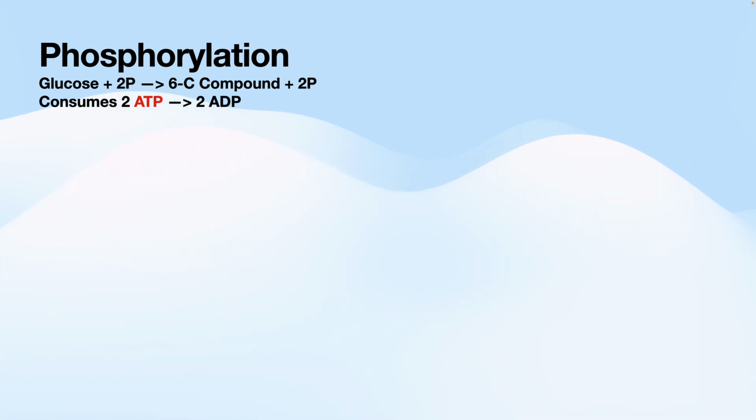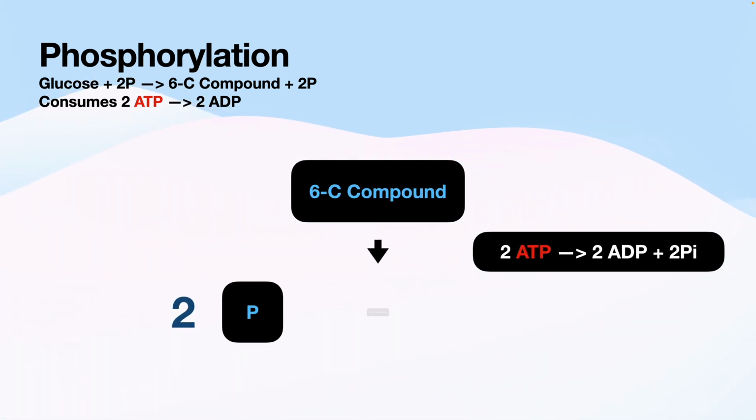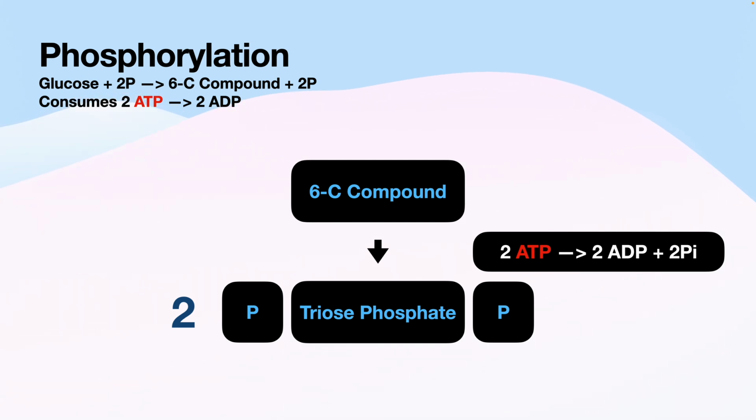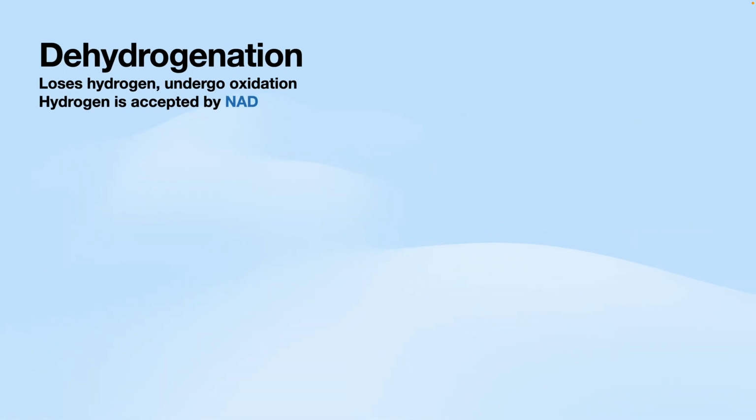So in glycolysis, it first involves phosphorylation. A 6C compound, which means glucose, uses 2 ATP and grabs 2 phosphorus to form 2 triose phosphate. Then is dehydrogenation, which means losing hydrogen and undergoing oxidation. The hydrogen is accepted by NAD, the hydrogen carrier.